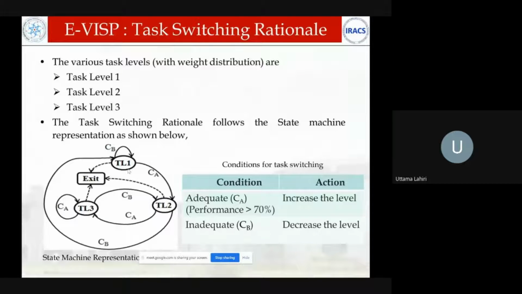So for task level 1, if the child performed adequately, move to TL2. But task level 1 being the easiest one, if the child performed inadequately, then he or she was offered tasks at the same difficulty level until the child got adequate performance, and then we moved to difficulty level 2. And in this way, the entire system went on. And after a particular duration of time, from any of the difficulty levels, the child could exit the task.